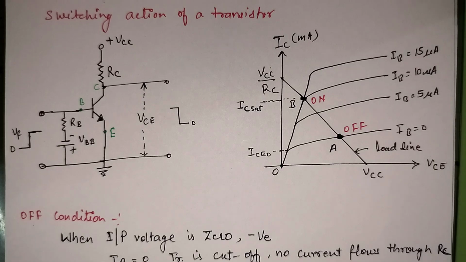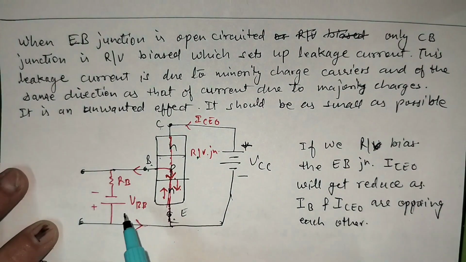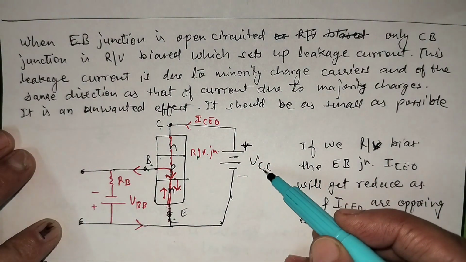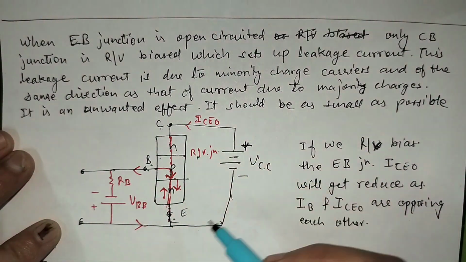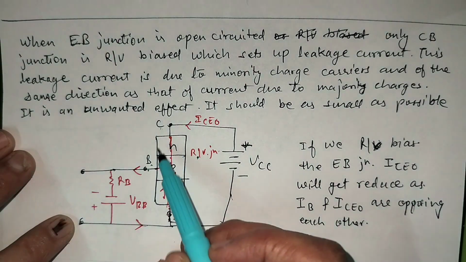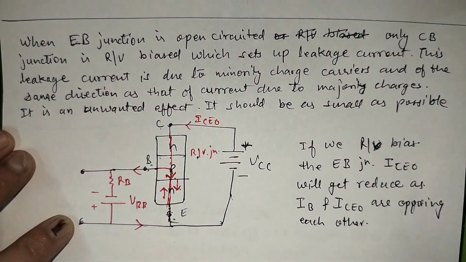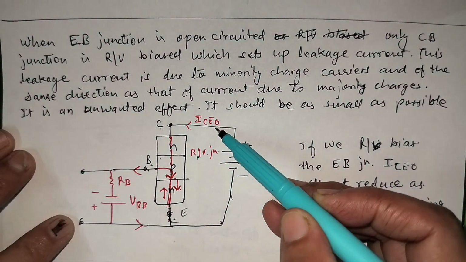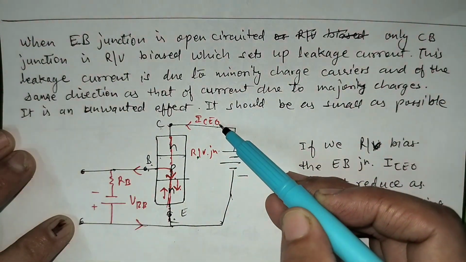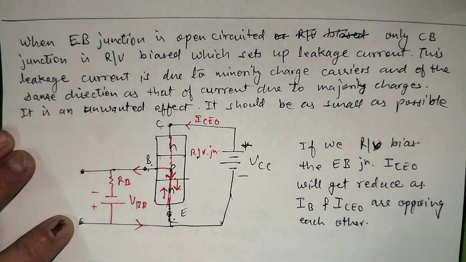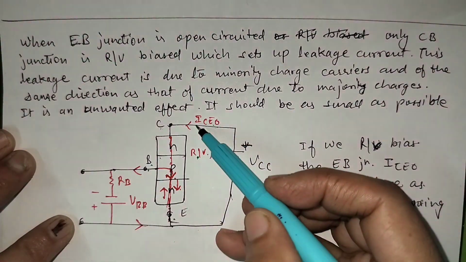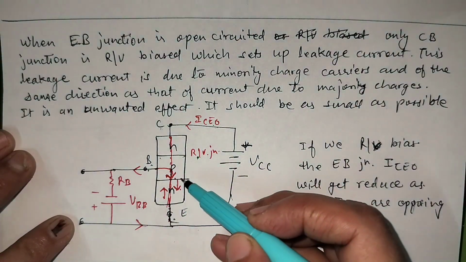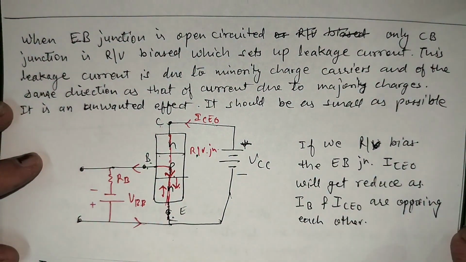We should know what is leakage current. When a base emitter junction is open circuited and a battery VCC is applied across this transistor, the only junction, that is collector base junction, is reverse biased. Due to the minority charge carriers, there will be flow of a current, that is ICO, means collector to emitter current when the base is open, will flow through this transistor, and the direction of the current is same as that of the majority charge carriers. So this will affect the switching action of the transistor.